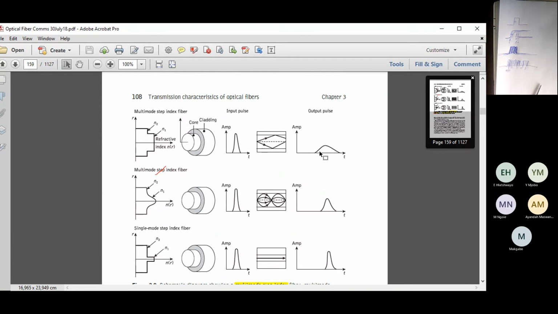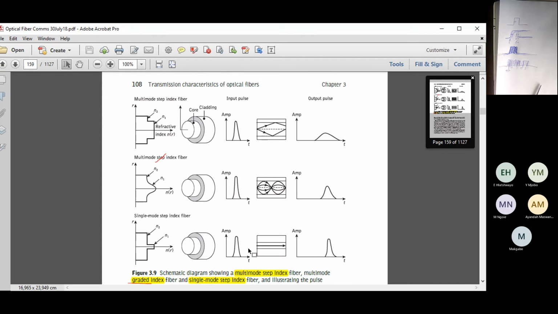Low amplitude but very wide. The time delay from there to there, tau, is very wide. So it's very much dispersed. You see the dispersion there. This one is less dispersed because the pulse width is narrower. The input pulse width is this, and the output pulse width is better than that one. And for single mode fiber, it's even narrower. It's as narrow as in the beginning. But the meridional ray goes through the axis here, straight.